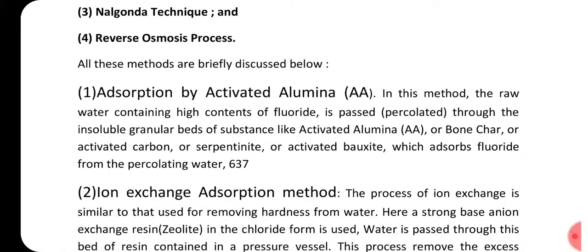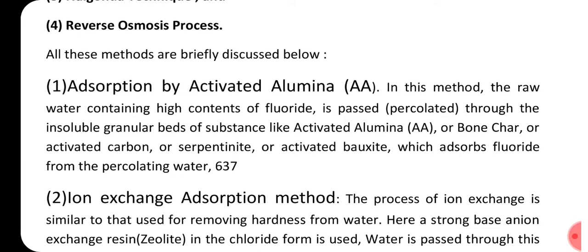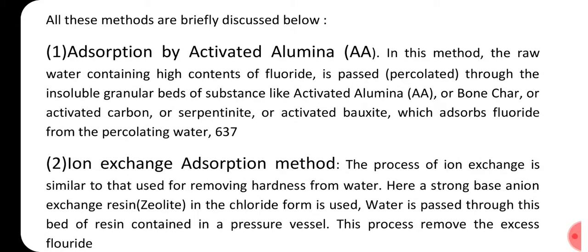First one, absorption by activated alumina. In this method, the raw water containing high contents of fluoride is passed through insoluble granular beds of substances like activated alumina, or bone char, or activated carbon, or serpentinite, or activated bauxite. These are the different substances through which water is passed. Excess fluoride is absorbed by these media. So this is the first method.